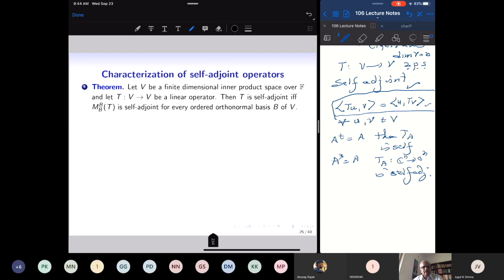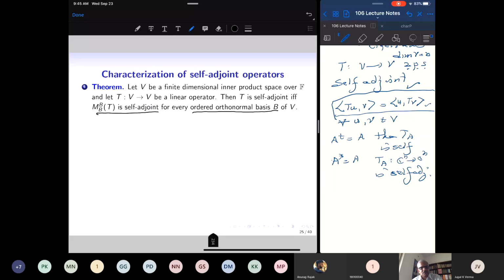Okay, then T is self-adjoint if and only if I take the matrix of T with respect to any orthonormal ordered basis of V, then the matrix is self-adjoint. That means if it is a real matrix, it is symmetric. If it is a complex matrix, it is Hermitian. To say a matrix is self-adjoint means either it is real symmetric or it is Hermitian if it is complex. So the self-adjoint property of a linear operator can be characterized by constructing its matrix.